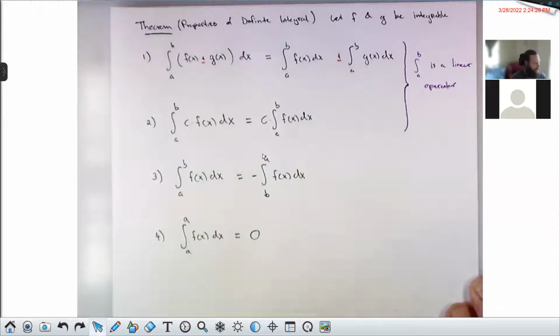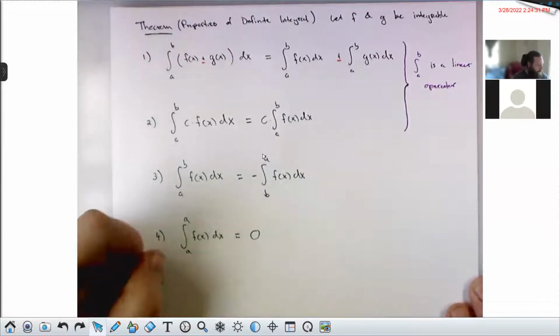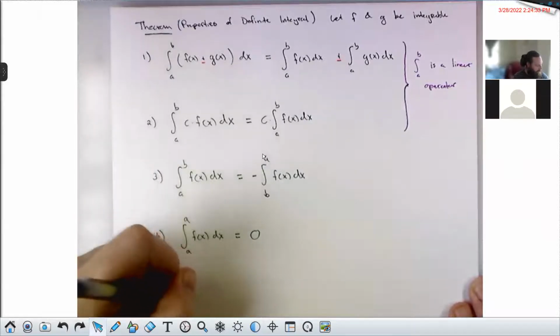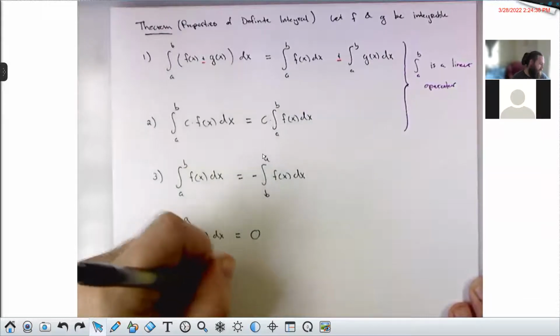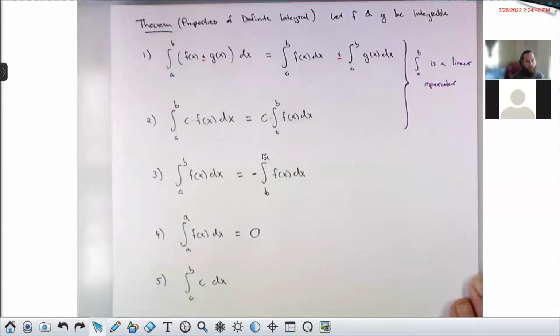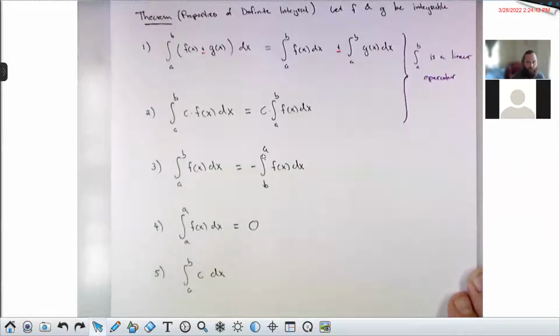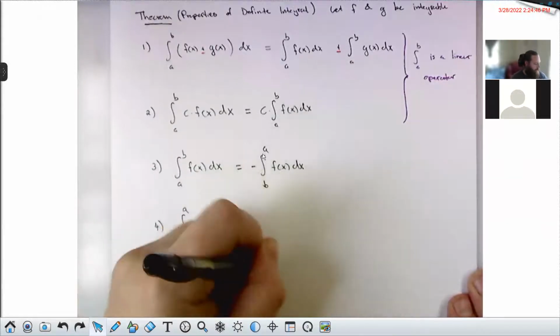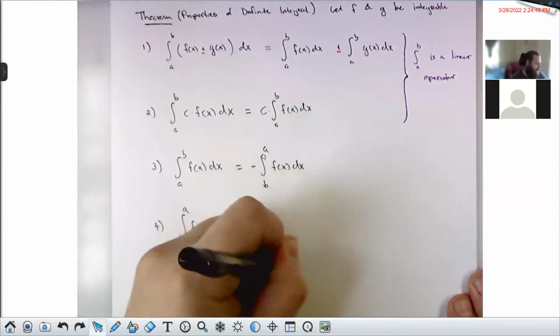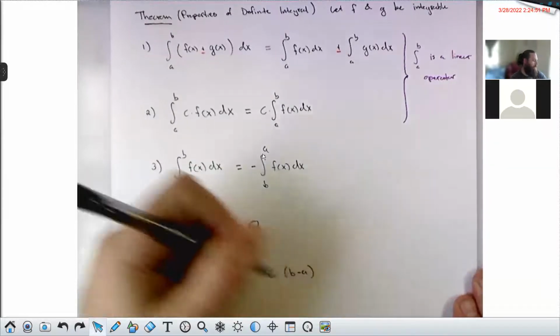Some of the other ones in here seem a little cheesy to me to list as properties, but I'll play nice. The integral a to b of some constant dx. Well, this means that the area you're bounding is really just a rectangle. So this will be equal to that constant, which is the height, times b minus a, which is the width.